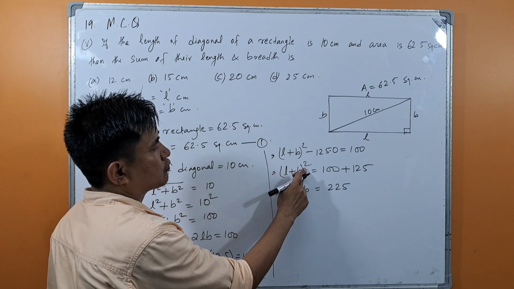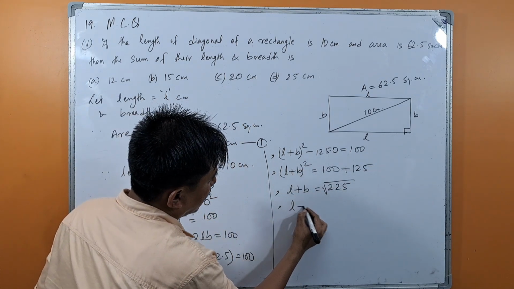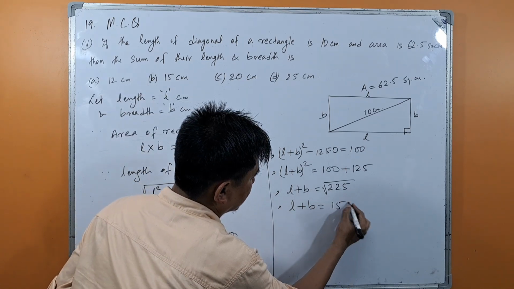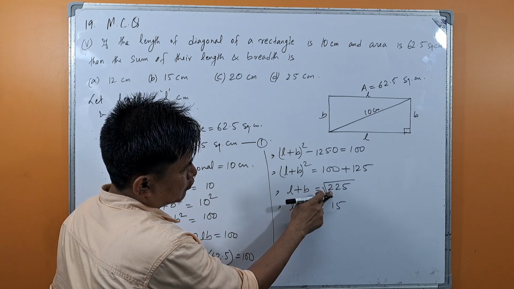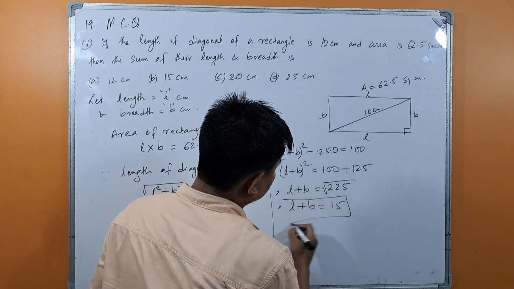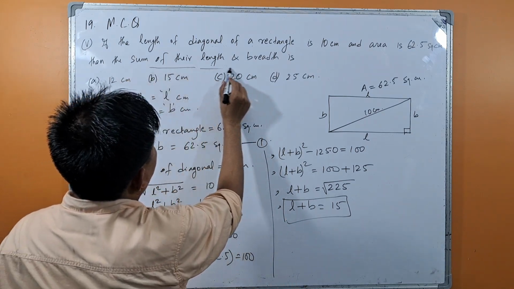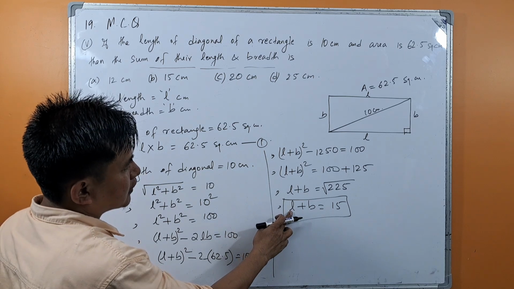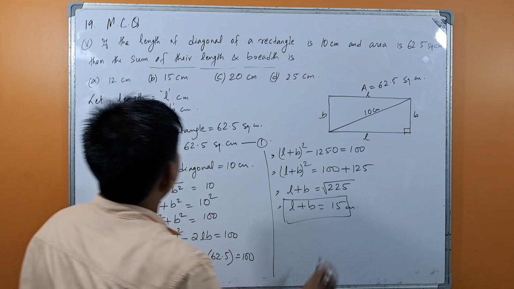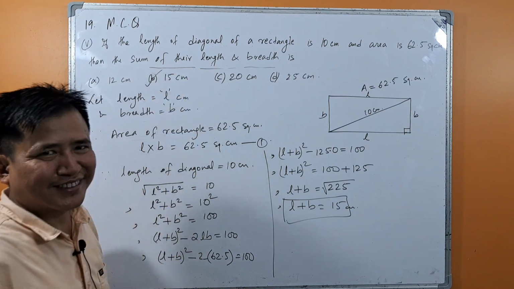Now if we take this square to the right hand side, this becomes a square root. Or L plus B equal to square root of 225 is 15, because 15 into 15 is 225, isn't it? So we were asked to find sum of their length and breadth, isn't it? So sum of length and breadth means length plus breadth is 15 centimeter. Now which one is the correct option? So we can see option B is the correct option, isn't it?